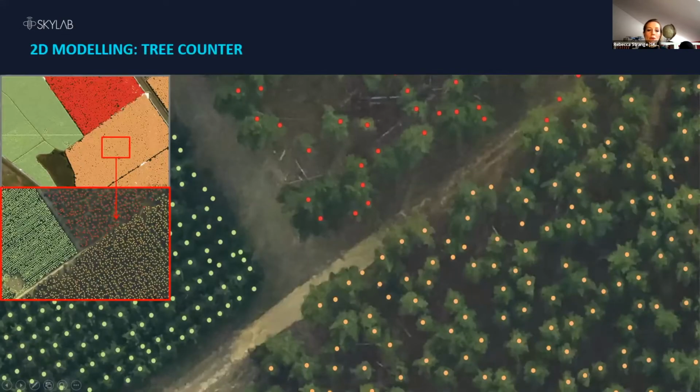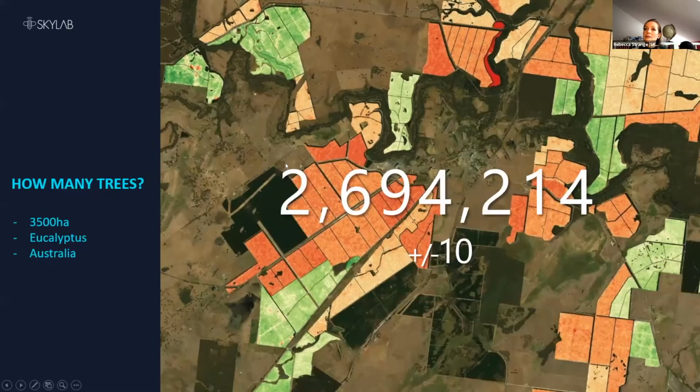So just moving on to adult trees now, this is basically based on the same principle. Counting of adult trees. And this is just one example of this. The accuracy of this, actually, we counted 3,500 hectares of eucalyptus plantations in Australia, and we counted 2,694,214 plus or minus 10. That was the accuracy. I mean, those were kind of perfect conditions, if you like, but that just shows how precise it can be.